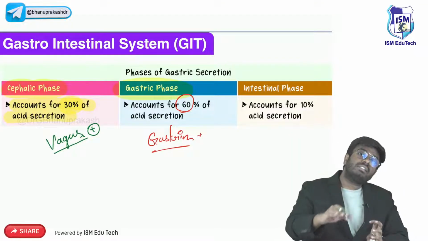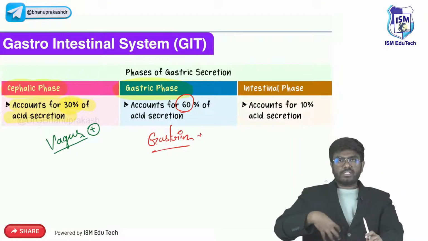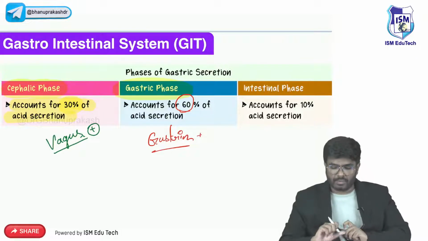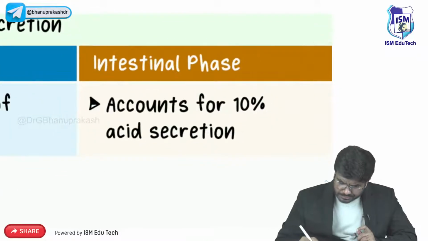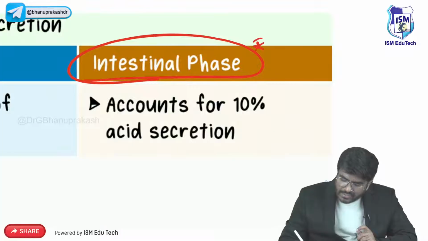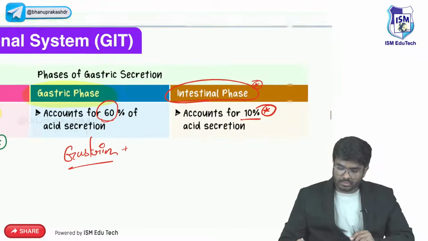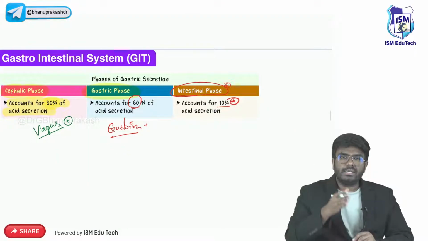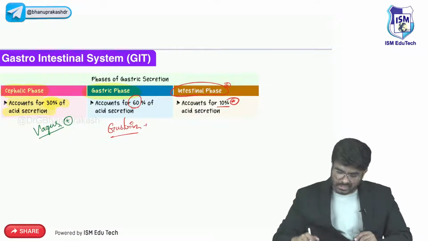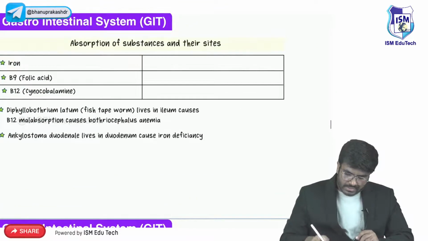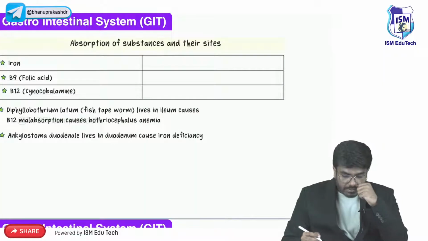Even after the food has gone into the intestines, some amount of acid will be produced, 10%. That is called the intestinal phase of gastric acid secretion. So how much? 10%. So you should know 30, 60, 10: cephalic phase, gastric phase, intestinal phase. 30%, 60%, 10%. Completed. Now after this, next important MCQs.